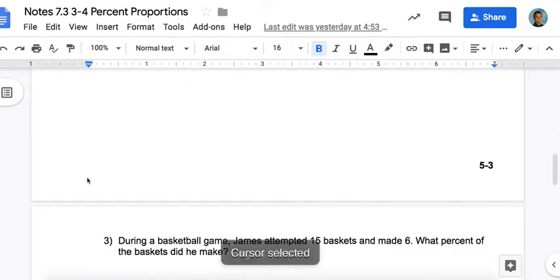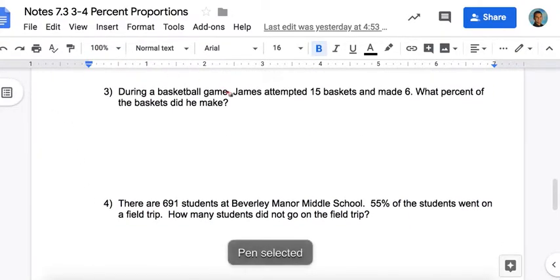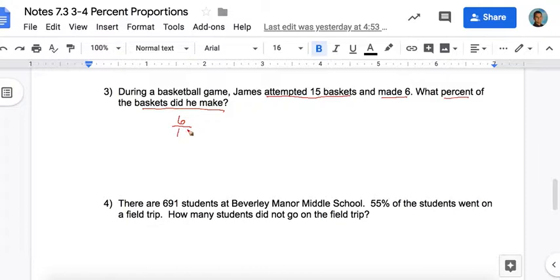Okay, let's look at the next page, number 3. During a basketball game, James attempted 15 baskets and made 6. What percent of the baskets did he make? Okay, so we got to look at this and figure out which one's a part and which one's a whole. He attempted 15 and made 6. So the ones that he made is part of the shots, and the 15 that he attempted, that's all of his shots. And we don't know the percent, so we're going to put x over 100. So I forgot to write that here. We're looking for the percent.